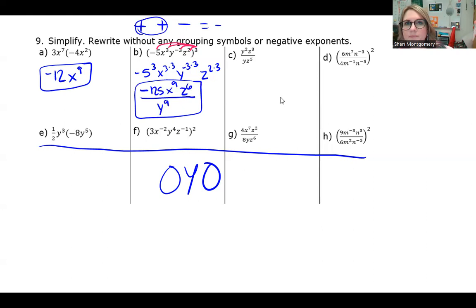The next one. This one should be easy. We've got a y in the top and the bottom, or in the numerator and denominator. We've also got a z. So all we're going to do is match them up. When you divide, what do you do with the exponents? When you divide, you will subtract, and you subtract towards the bigger number. So when I look at these, I have a 2 and I have a 1, so 2 is bigger. So y is going to end up on top. And then for the z's, I have a 3 and a 5. 5 is bigger, so the z is going to end up on bottom.